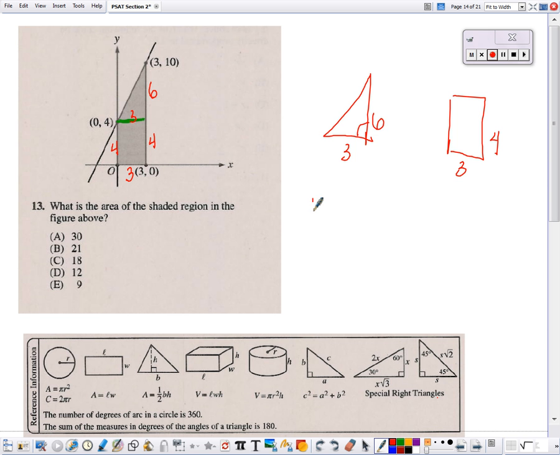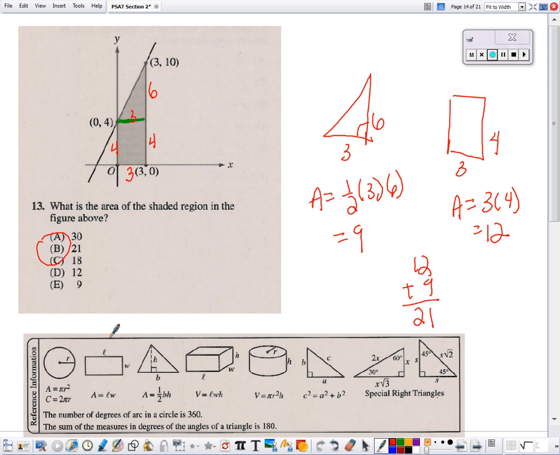So here for the triangle, the area of the triangle is 1/2 base times height, which is 9. And this area is base times height, which is 12. And we would add them together. So 12 plus 9 is 21. And that's choice B.